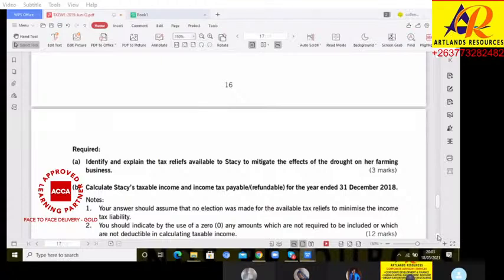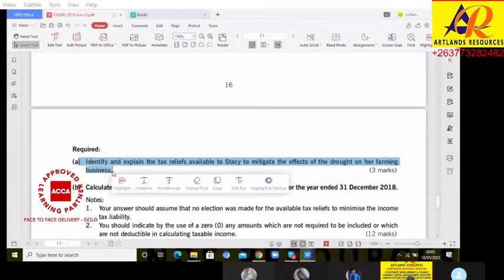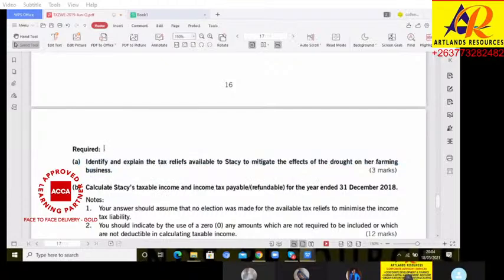Identify and explain the reliefs applicable to Stacy to mitigate the effects of drought on her farming business. 3 marks. These ones we have identified and explained: drought sales relief and the restocking allowance. It's identify and explain, not identify and calculate, so don't bother calculating. What do you mean by drought sales relief?